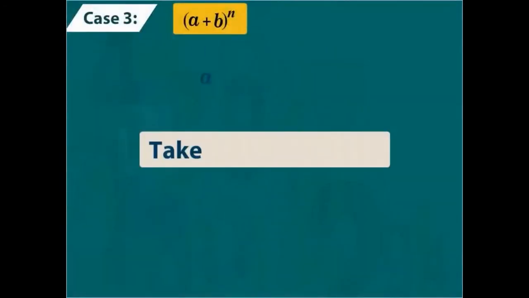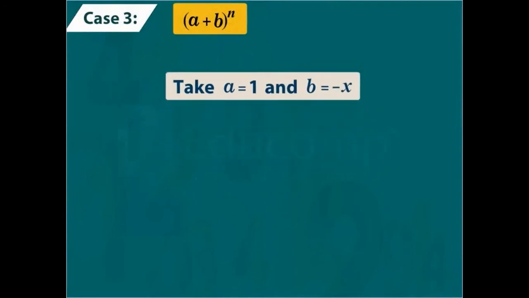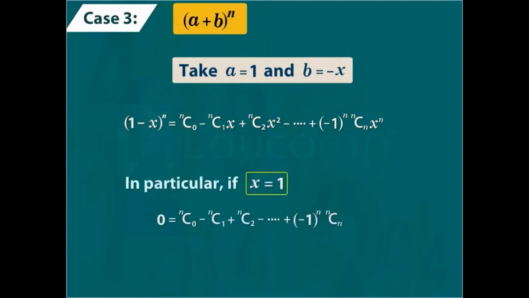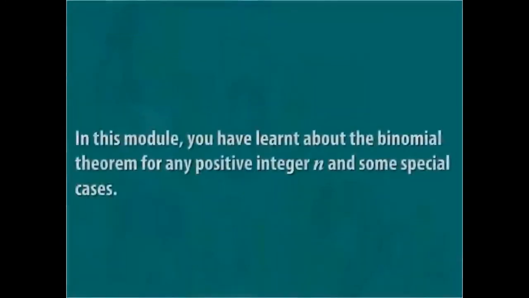Case 3. On taking a as 1 and b as minus x, we get the following. In particular, if x is equal to 1, we have 0 is equal to nC0 minus nC1 plus nC2 minus, up to minus 1 raised to n into nCn. In this module, you have learnt about the binomial theorem for any positive integer n and some special cases.